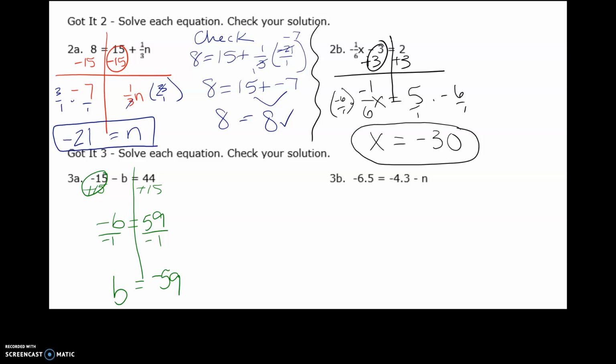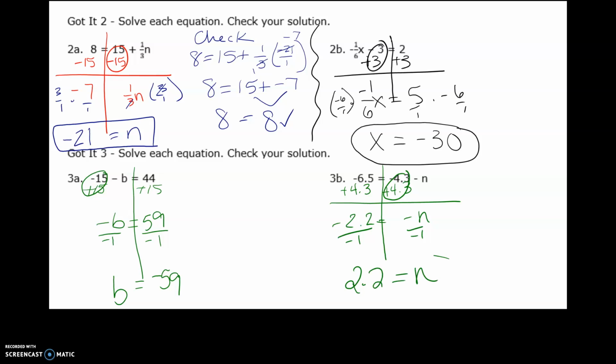3b, I'm going to add 4.3 to both sides here. Now, just like before, I'm going to make sure that I bring down the n as a negative n. Because that subtracting n and negative are the same thing. Divide by a negative 1. I get 2.2 equals n.